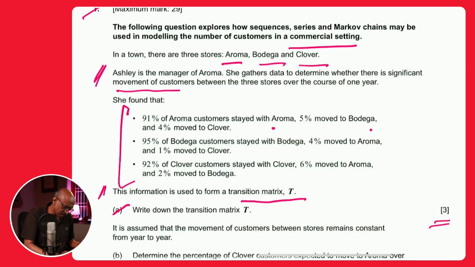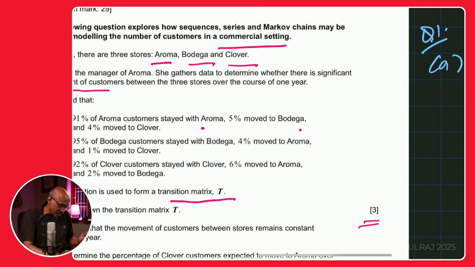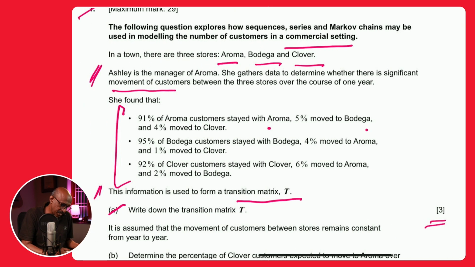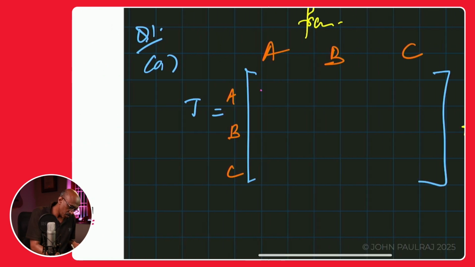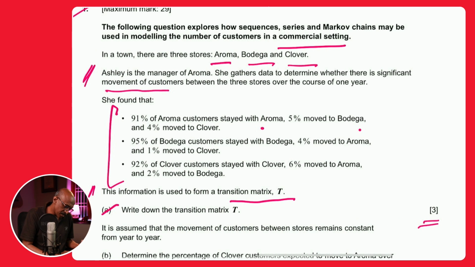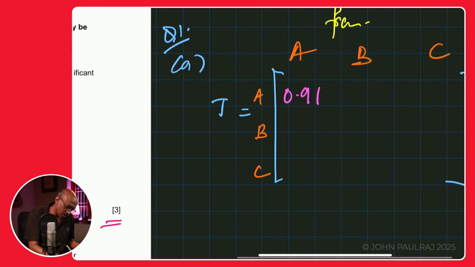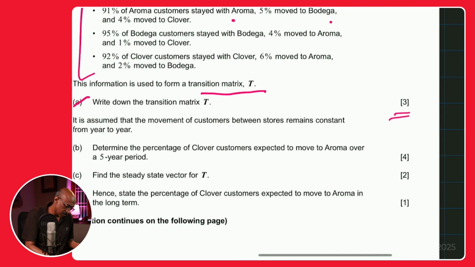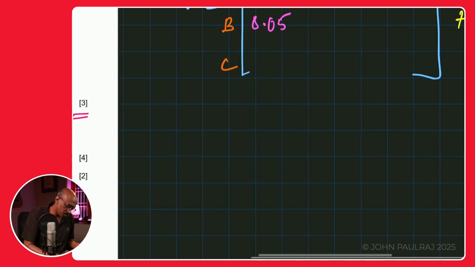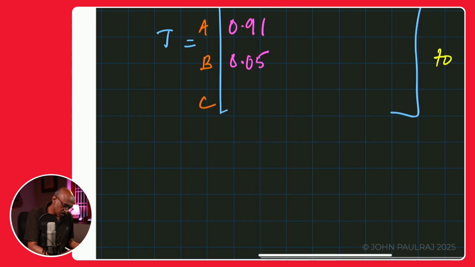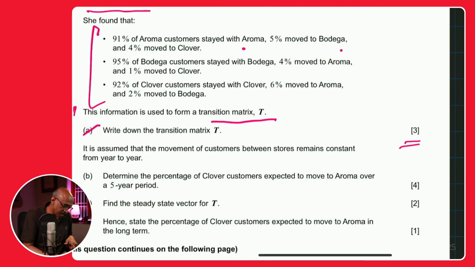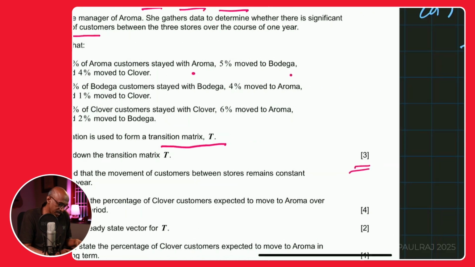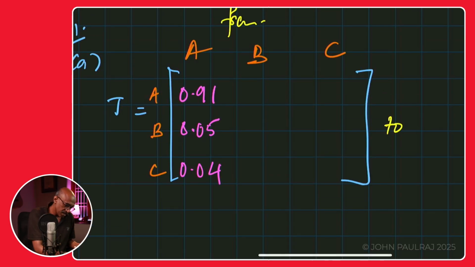I'm going to enter the values as they're given, and you have to enter them as decimals. If it says 91% of Aroma stayed with Aroma, we just write 0.91. Then it says 5% moved to Bodega, and we write down 0.05. And 4% moved to Clover. All right, 2, right? So from A to Clover. Did they say 4 or 2? I'll write 4 and then check. 4 was correct. Okay, 95% of Bodega stayed with Bodega, so from B to B, that's 0.95.